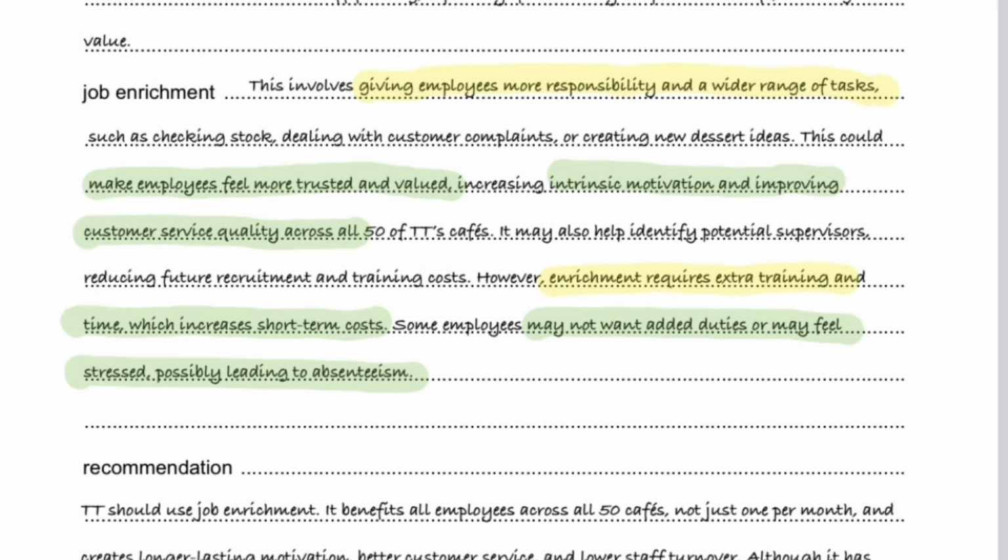And again, this paragraph has an advantage and disadvantage with an explanation of how it impacts the business and its effects. And this paragraph gets its second level 2, along with the application where it says 50 cafes.